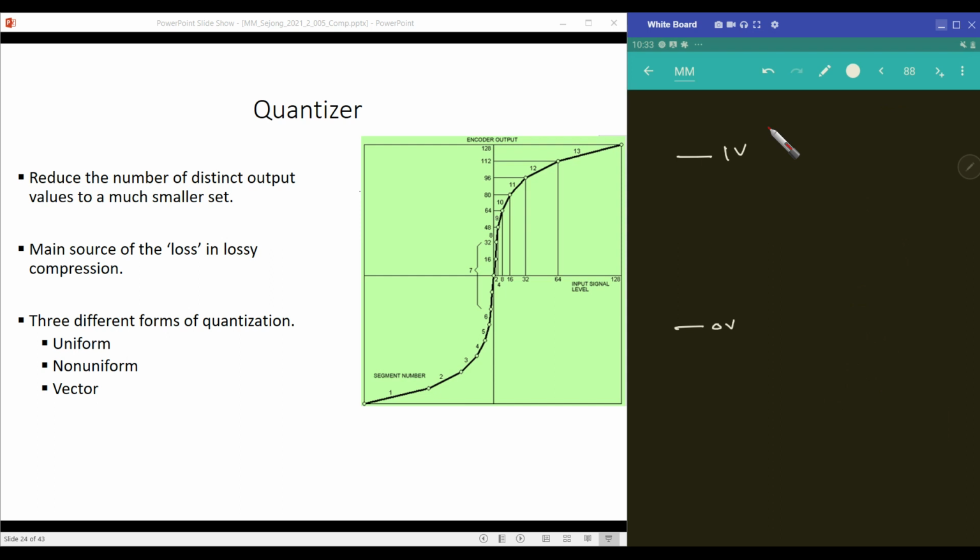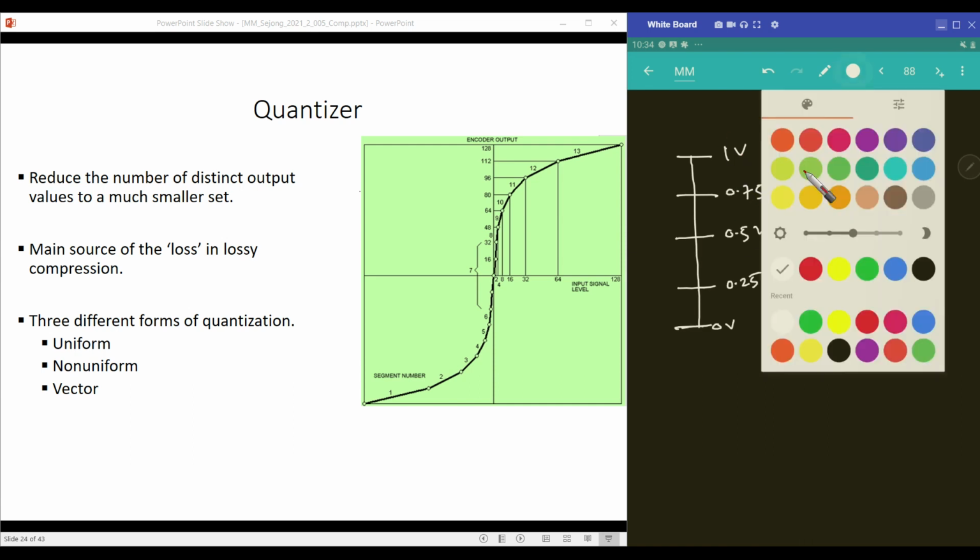But practically we consider a very small number of levels from 0 to 1, and that is somehow sufficient. So practically, what we do is divide the range from 0 to 1. Let's say we divide it into 4 groups for our example: 0, 0.25 volt, 0.5 volt, 0.75 volt, and 1 volt. Finally, this is our division.